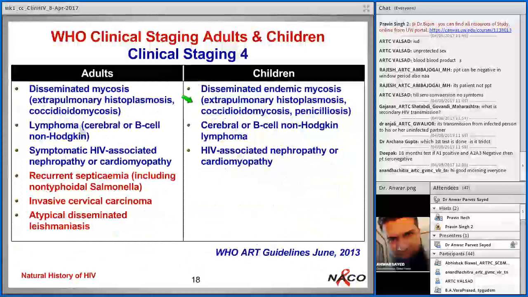All serious kinds of disease will fall under stage 4. But you can have a printout of this and keep it under your table just to refer to whenever it is required, because again the list is exhaustive.